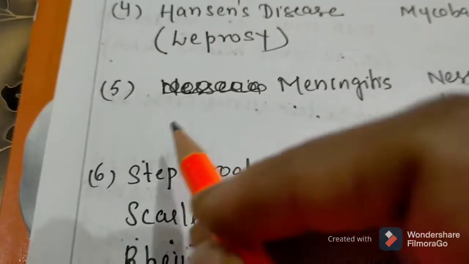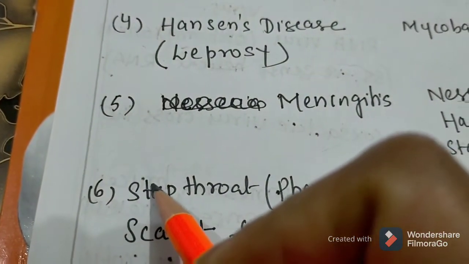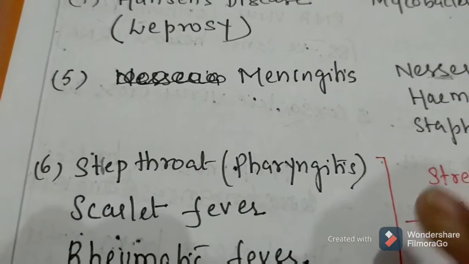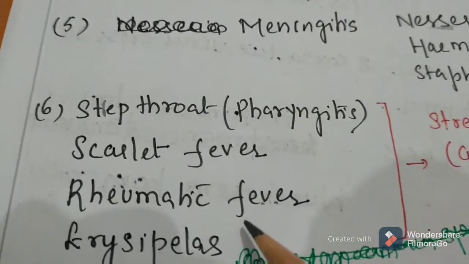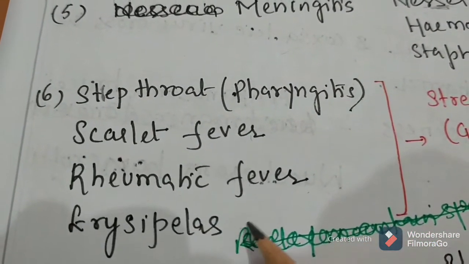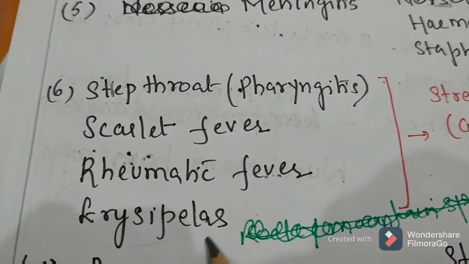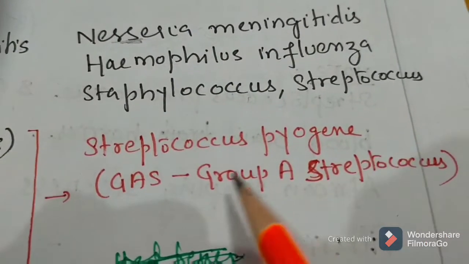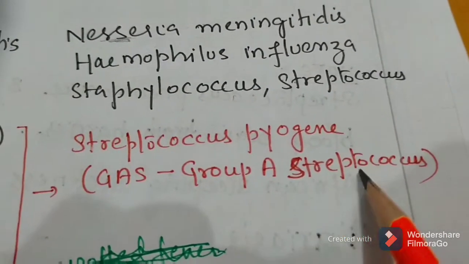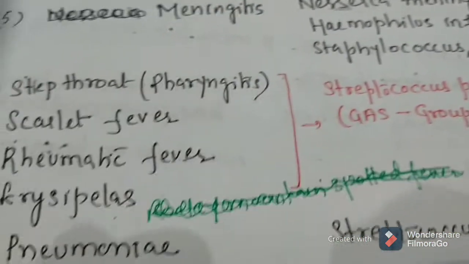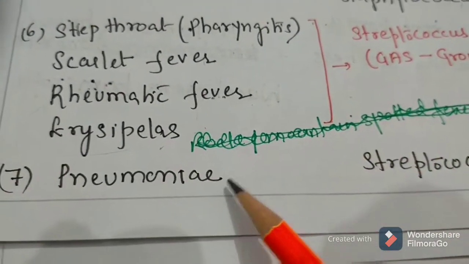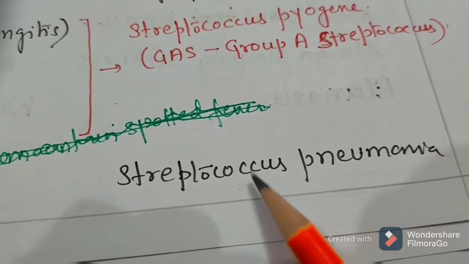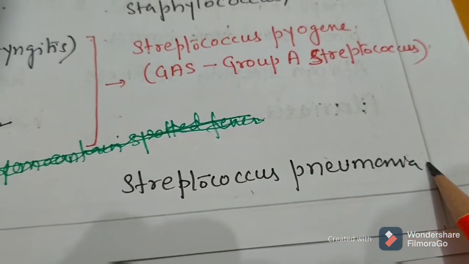Then we come to strep. This is strep throat. Pharyngitis means infection of the pharynx. Then scarlet fever, rheumatic fever, or erysipelas. Erysipelas is a skin infection. All this is caused by Streptococcus pyogenes, also called group A Streptococcus. And we have another disease, pneumonia, which is caused by another species of Streptococcus, Streptococcus pneumoniae.